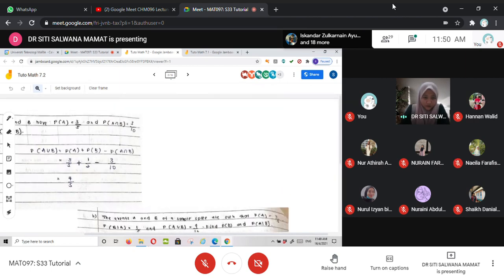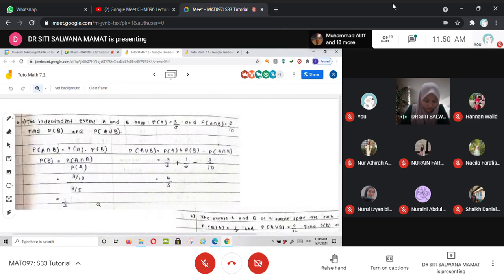Okay, so in this part, first, number 2A. It says A and B are independent, so look at the independent rule. Conditional probability, independent, all this you have to remember. For the independent event, this is the equation: the probability of A intersect B is equal to probability of A times probability of B. This is given A, and the intersection between A and B is also given. Find the probability of B.